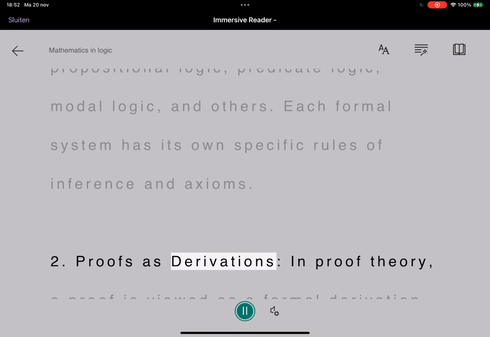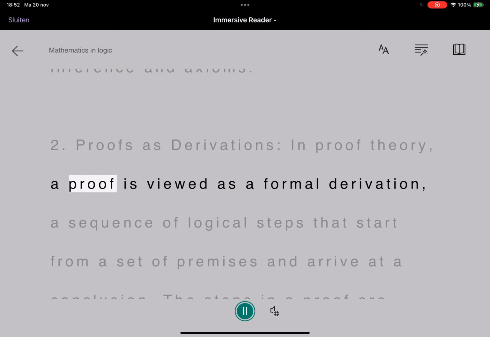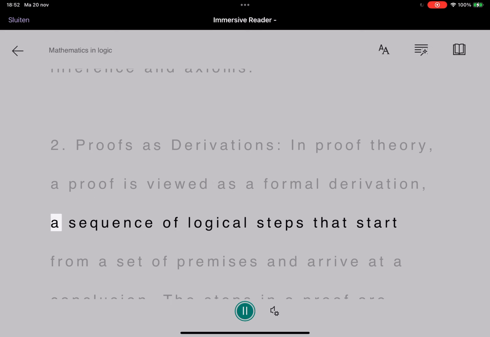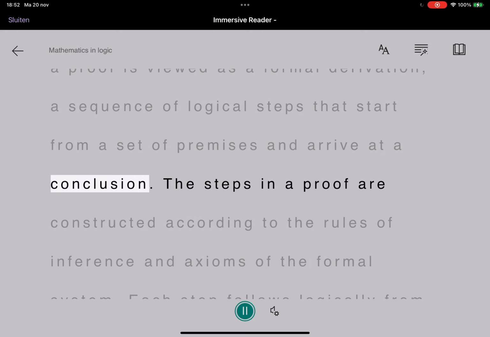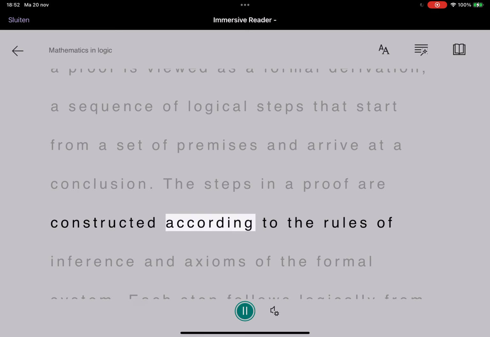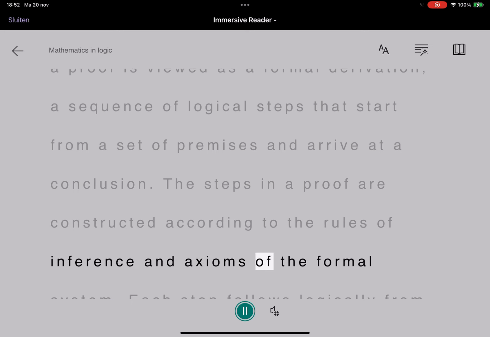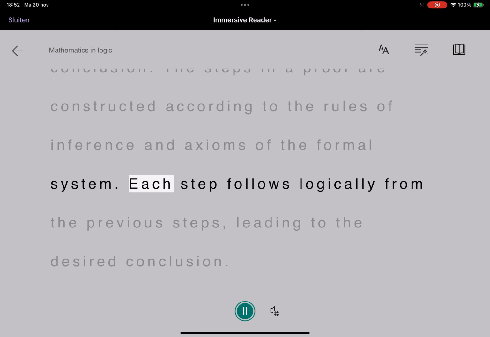2. Proofs as derivations. In proof theory, a proof is viewed as a formal derivation, a sequence of logical steps that start from a set of premises and arrive at a conclusion. The steps in a proof are constructed according to the rules of inference and axioms of the formal system. Each step follows logically from the previous steps, leading to the desired conclusion.